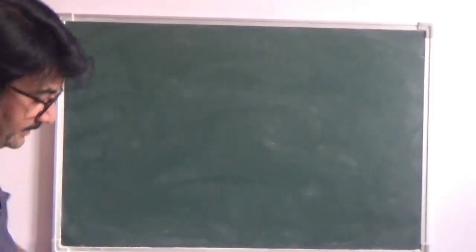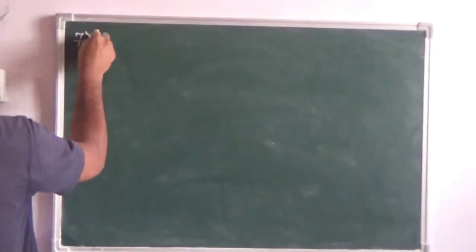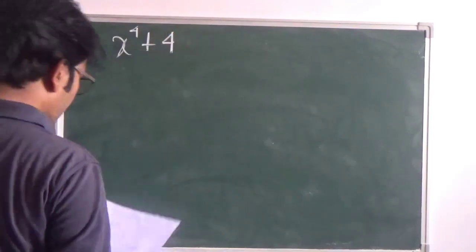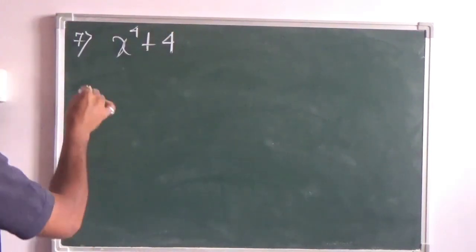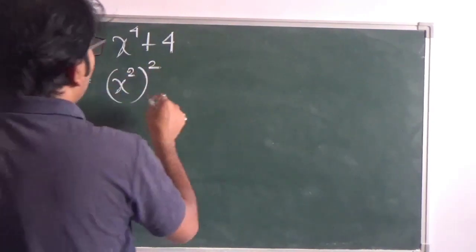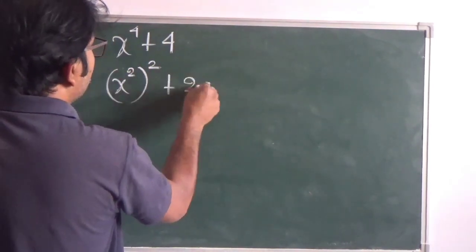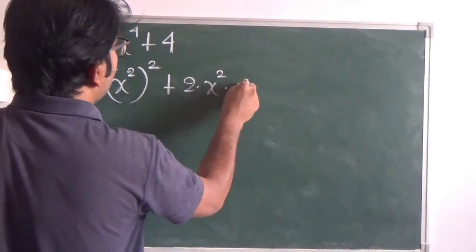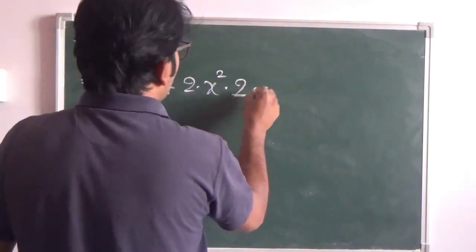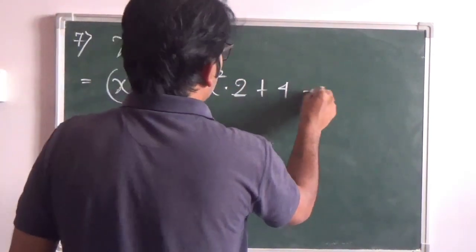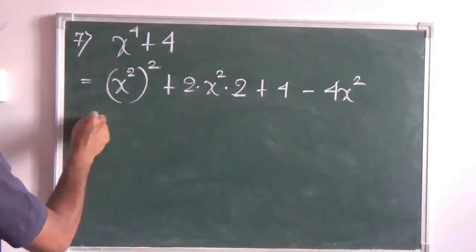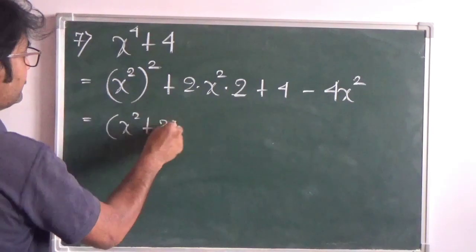So the question number 7 is x to the power 4 plus 4. So we can write it as x square power 2 plus 2 into x square into 2 plus 4 minus 4x square. That means we can write it as x square plus 2 whole square.